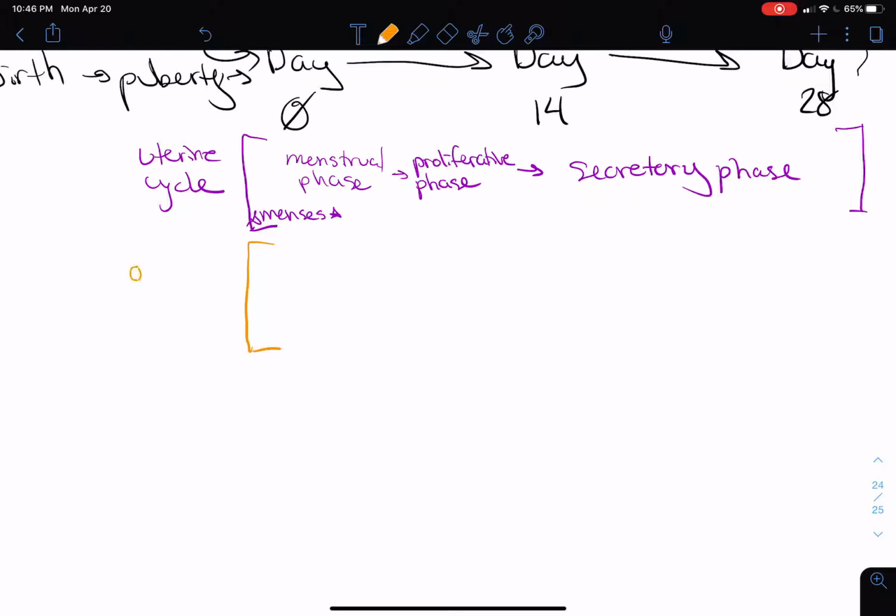Next, at day 0, let's go into orange. We're going to have the ovarian cycle. The ovarian cycle, we're going to start with the follicular phase. And that's the first half of the 28 days. And then that transitions at day 14 to the luteal phase.